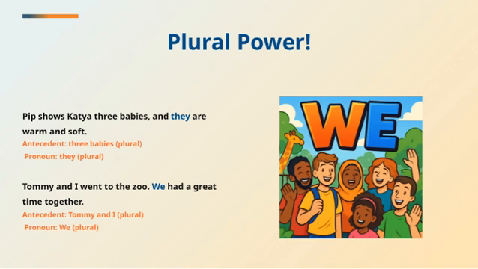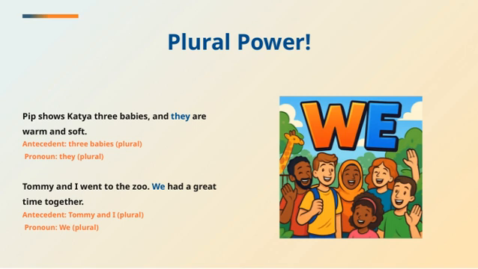When I say we, I'm using a pronoun that stands in for Tommy and me, the original subjects. It's a way to keep the sentence smooth and natural. The key point here is that we refers to the same people we mentioned earlier, which is called the antecedent.